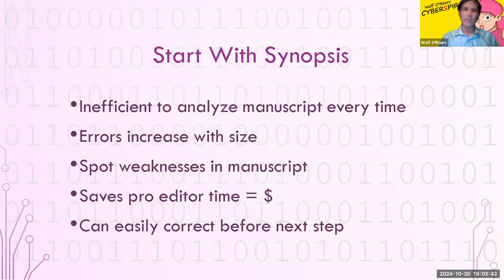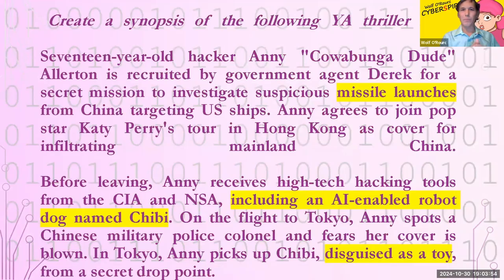But the main thing is basically we want to be able to easily correct the next step. We want what we use for the book blurb, for the keywords and so on, to be correct without having to correct the whole manuscript. That's why we do a synopsis.